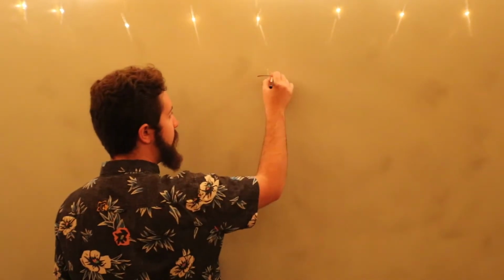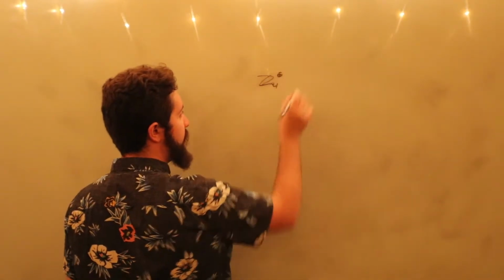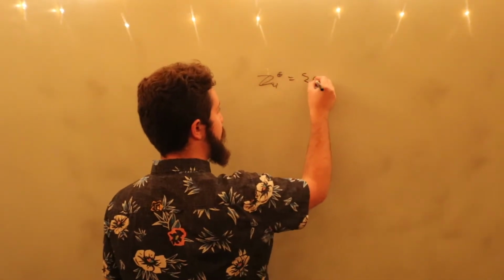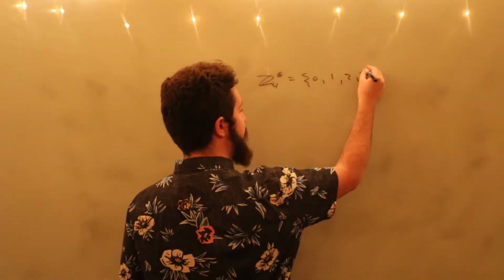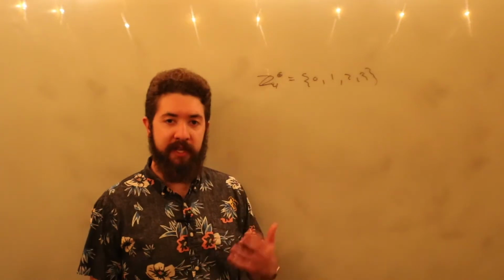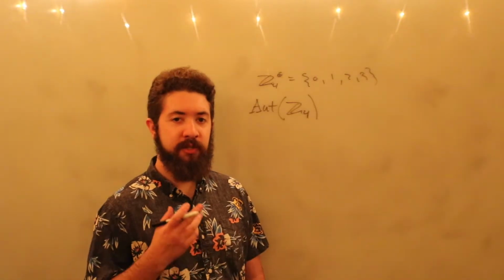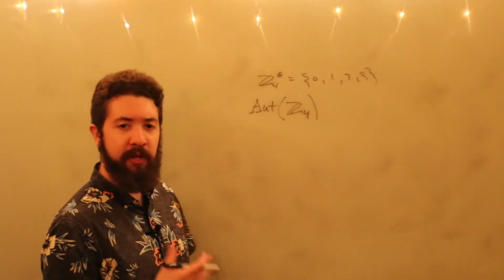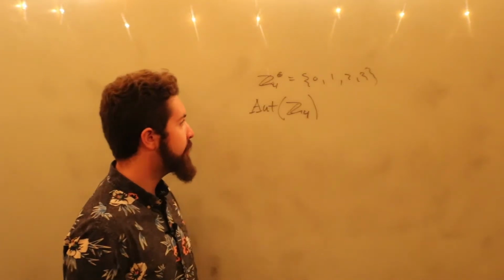So Z4, if you'll recall, is the set 0, 1, 2, 3, right? So addition modulo 4 over the integers. All right, let's just start with bijections and then build up automorphisms from there.